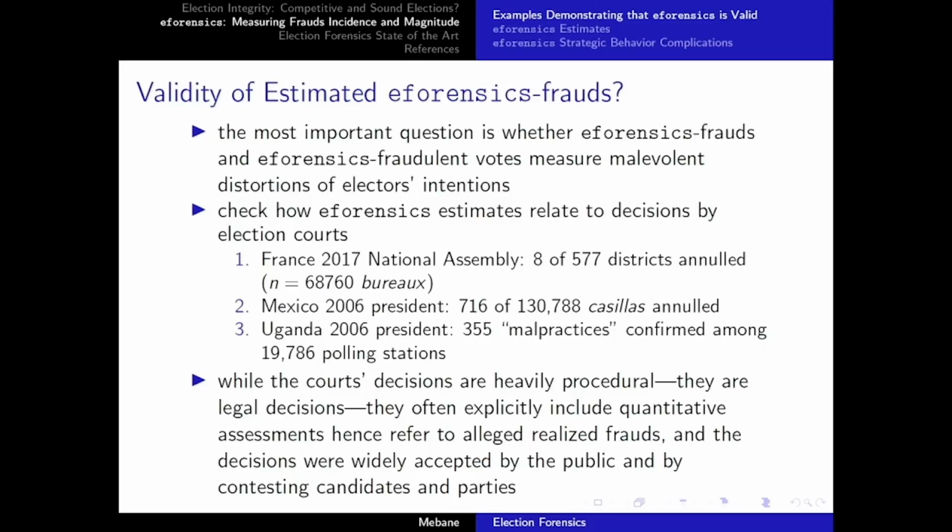The third one is the Uganda case, and this is the most recent one I've got here, where in 2006 there was a challenge and there were 355 complaints, malpractices is the court's term for this, about polling stations out of almost 20,000 polling stations, and they affirmed 355 of those. So I want to see whether those affirmations are related to the e-forensics estimates for the frauds in those polling stations.